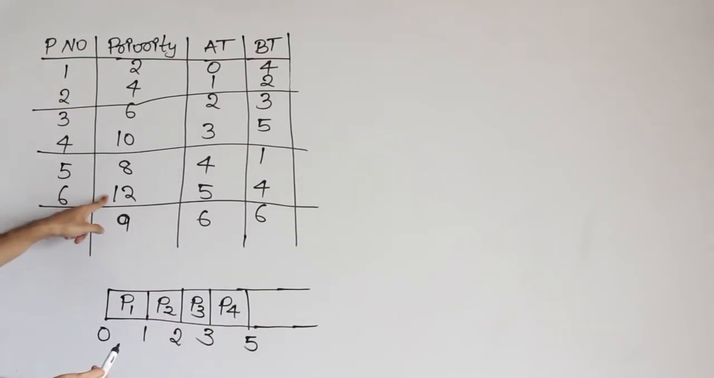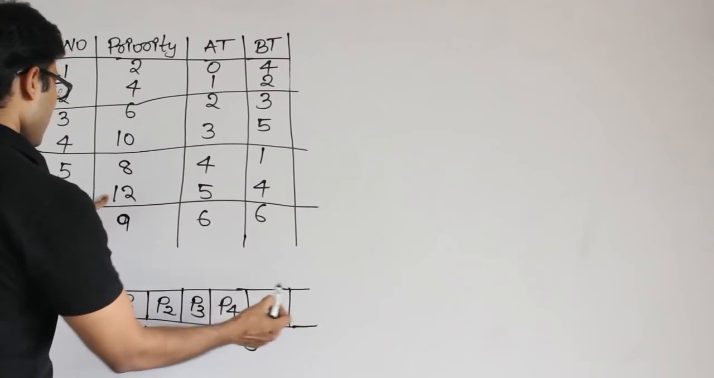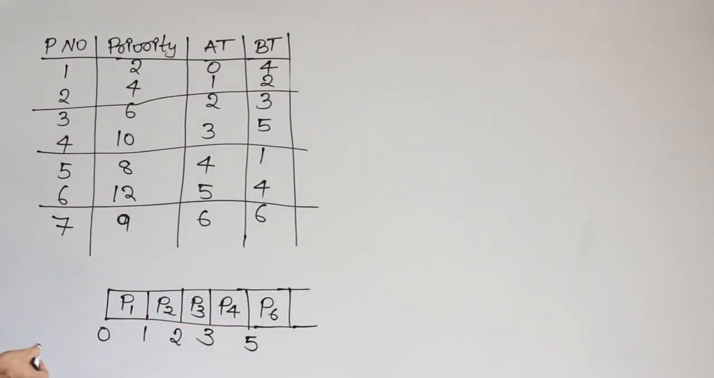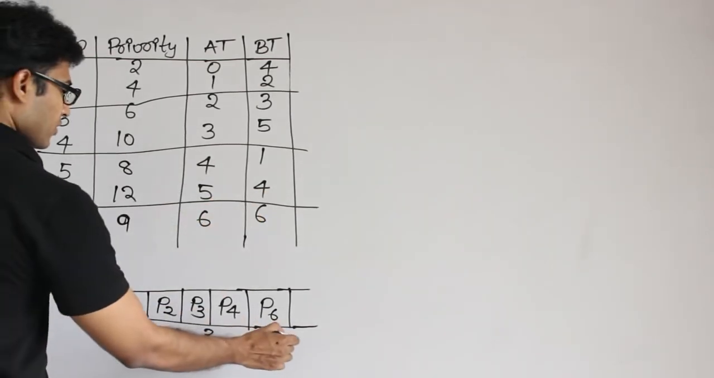And at this point we are going to schedule P6 because it has the highest priority. Now if you watch, it has the highest priority and need not be stopped at all. It can be run till completion. To complete it, the time taken is 4, therefore run till 9.